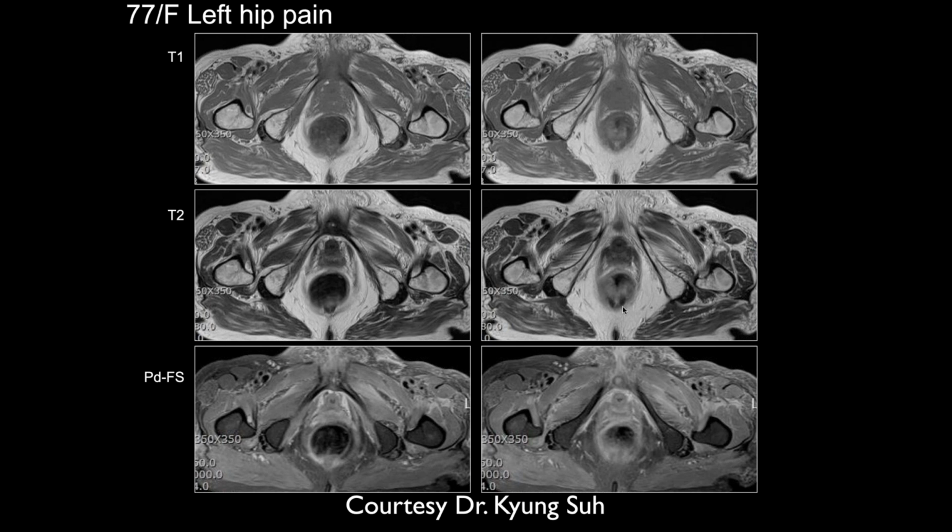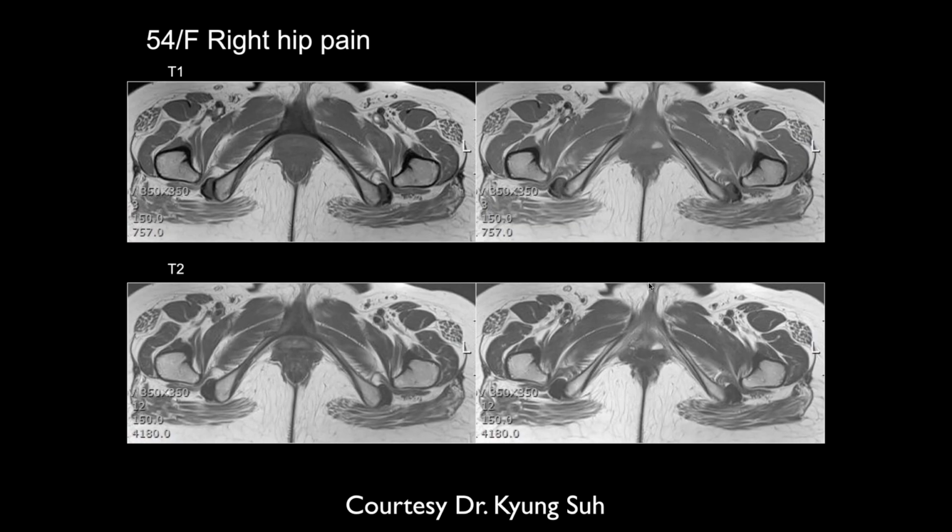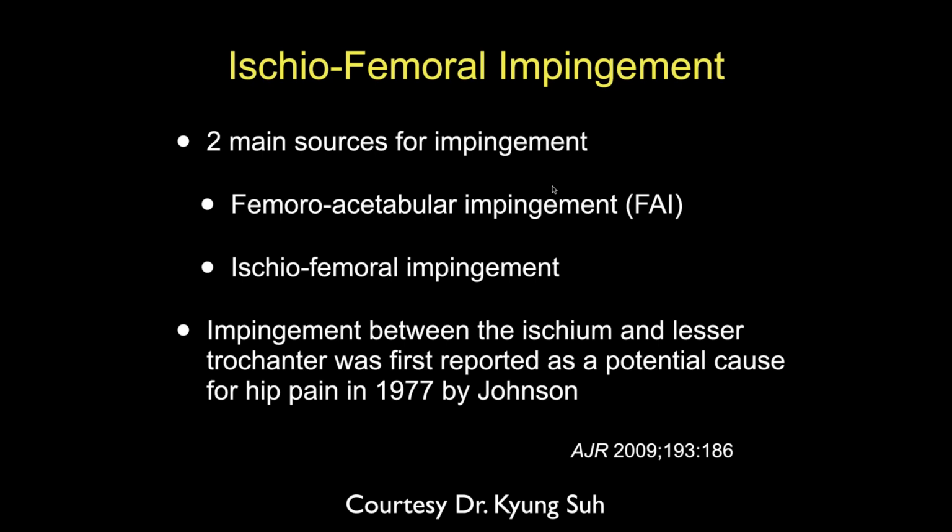Whenever you do hip imaging, you have to look at this particular space because it's often not thought of otherwise, and the MR scan can be very helpful for looking for narrowing of the space as well as edema within the quadratus muscle. Just more examples of this disease.